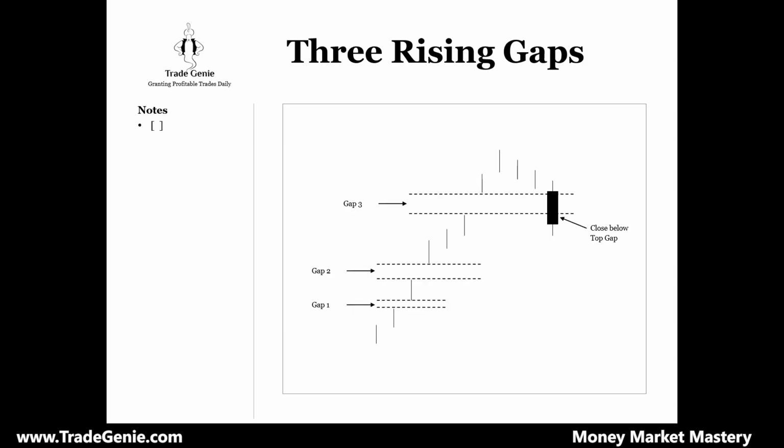Now another one is something called three rising gaps and three falling gaps. So usually they say if the market gaps up 3 times, the third time could be the last gap, or the market gaps down 3 times, the third gap could be the last gap. So in this chart, I'm showing you there's one gap that occurred here. So a gap from here to here.